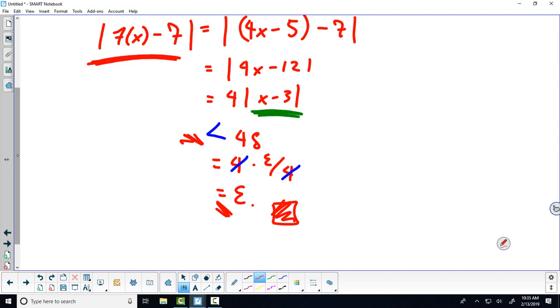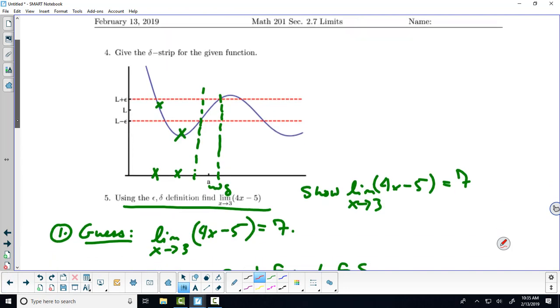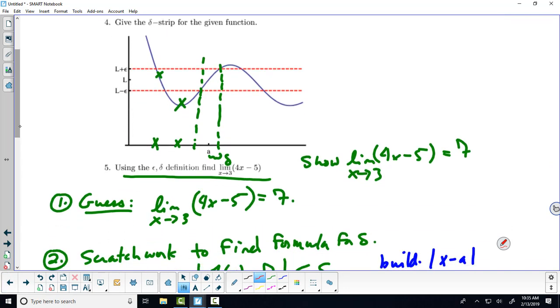And it'll always be like a less than symbol, right? Yes, because if you go back to the idea of these strips, we're saying, hey, if I want to guarantee that the distance between the y values and L is less than this amount, I have to pick x values that are less than this amount.